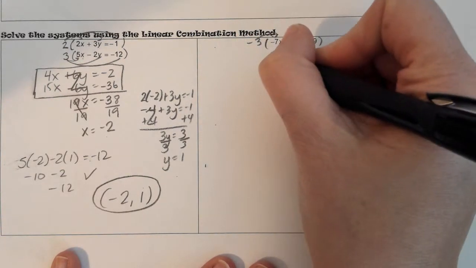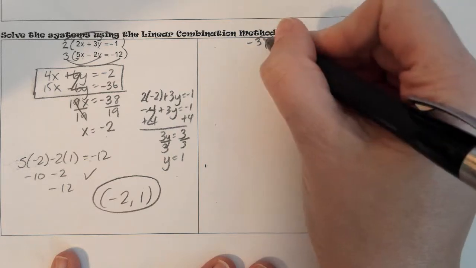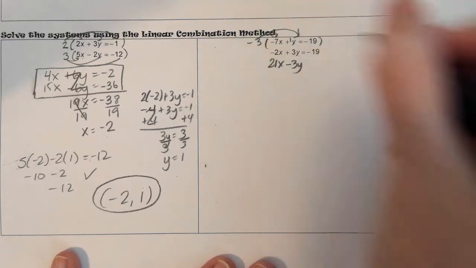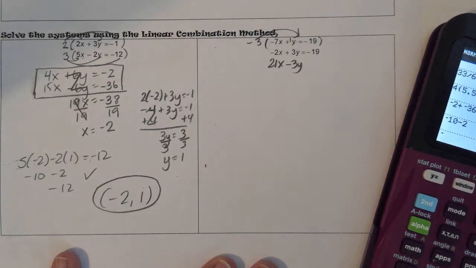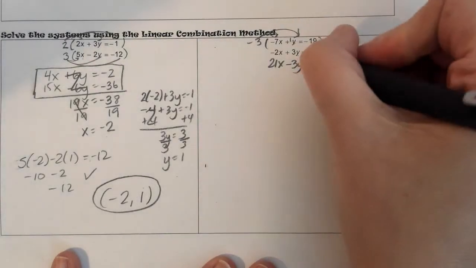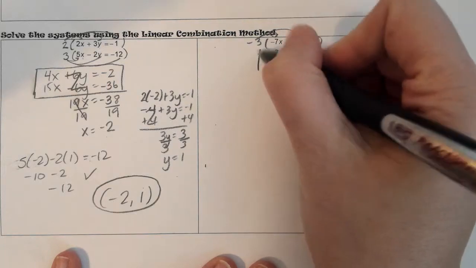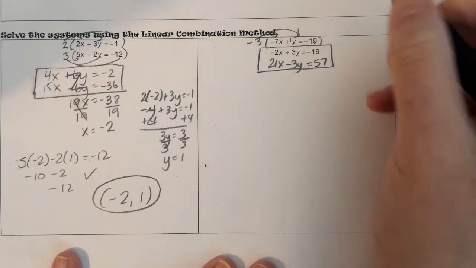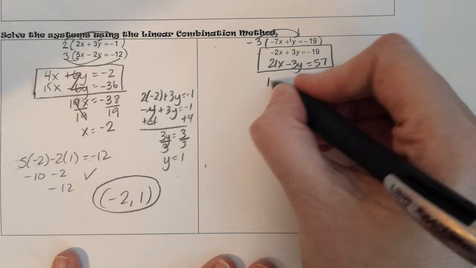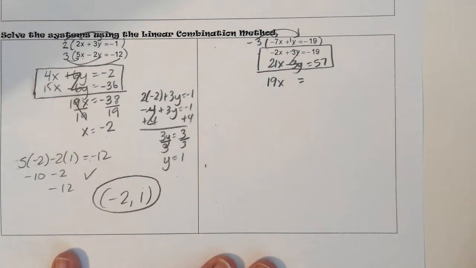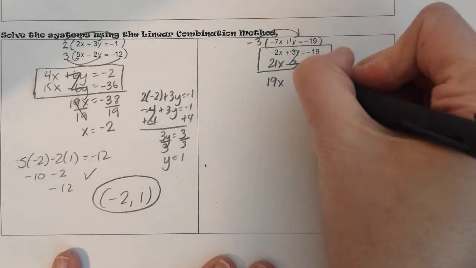Negative 3 times negative 7x is positive 21x. Negative 3 times 1y is minus 3y. I don't know what negative 3 times negative 19 is, so I'm going to let my calculator do that. 57, so that equals 57. Okay, now these are the two equations I'm working with. 21 minus 2 is 19x. These zero out. Negative 19 plus 57 is 38.